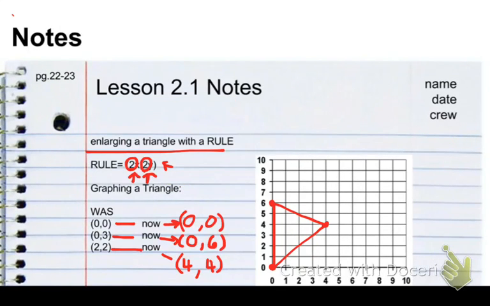If you take a protractor out and measure it, all of the angles will be the same. If you were to take a ruler out and measure all the sides, they would be twice as big. So by using coordinates, we can enlarge a shape or shrink it really, really easily.